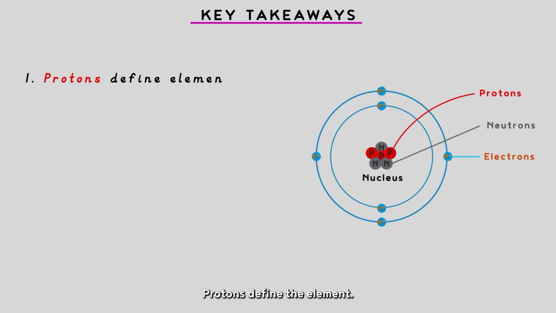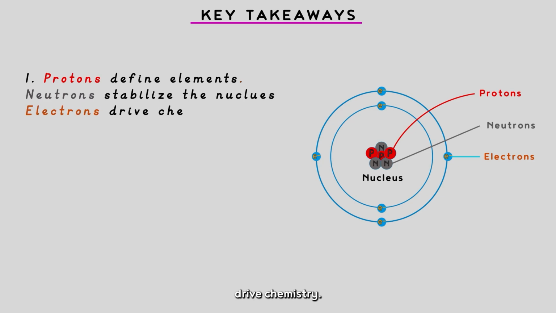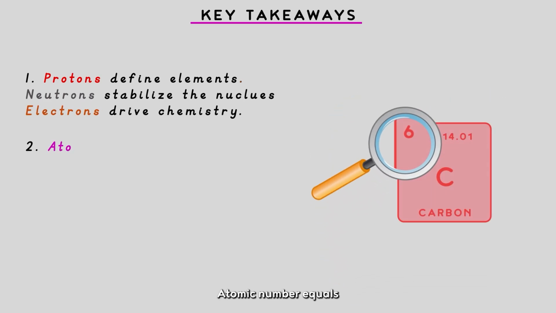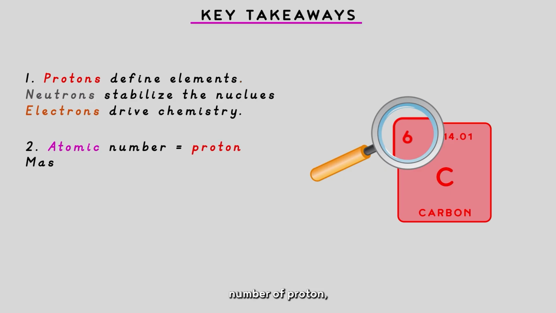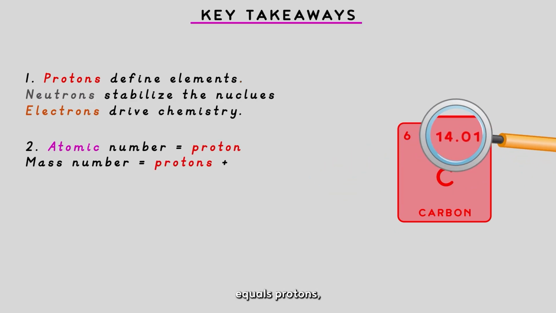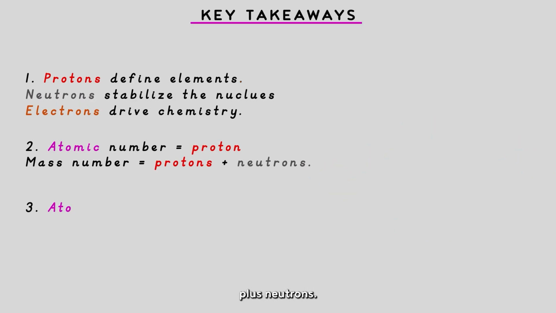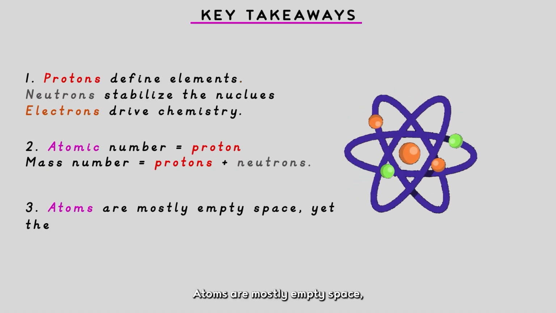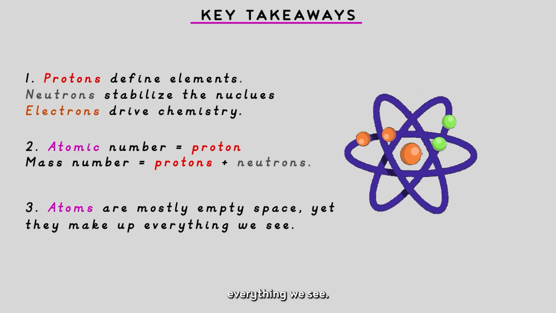Here are your key takeaways from today's topic. Protons define the element, neutrons stabilize the nucleus, and electrons drive chemistry. Atomic number equals number of protons, and mass number equals protons plus neutrons. Atoms are mostly empty space, yet they make up everything we see.